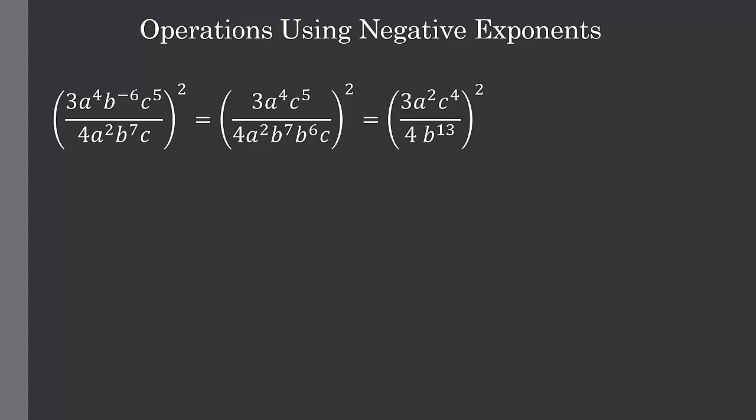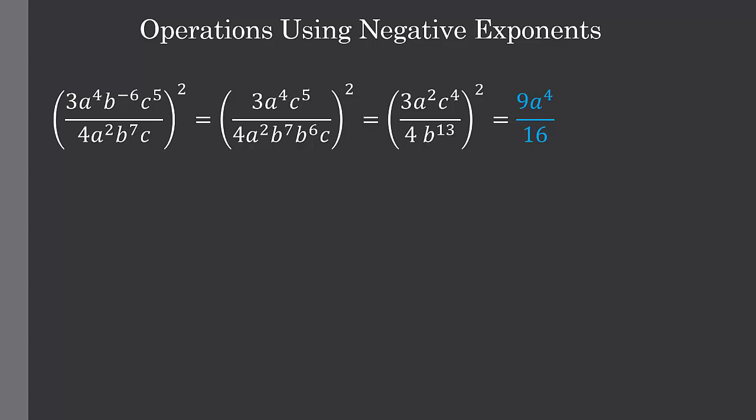Once we have this expression simplified, the next step is going to be distributing the exponent of 2. So in the case of 3/4, we're going to get 9 because this is the result of 3 to the second, and 16 on the denominator, which is 4 to the second. And we use the power rule.